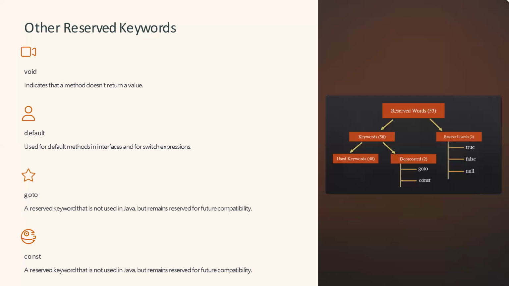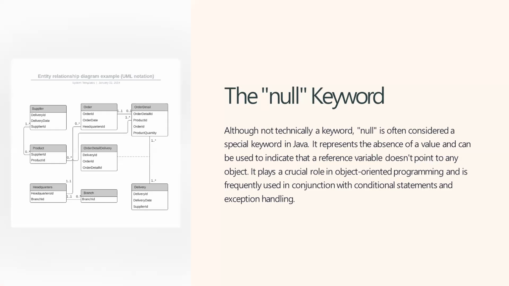So you can check these videos. Then goto and const are reserved keywords that are not used in Java but remain reserved for future compatibility. So they are currently not used, but they are reserved for future compatibility. Then const is also similar. Then the null keyword. It is not technically a keyword, but it is often considered a special keyword in Java. It represents the absence of a value, or can be used to indicate that a reference variable doesn't point to any object. Means if any object is not pointing to any value, at that time we can make that object null. So it is a special keyword.